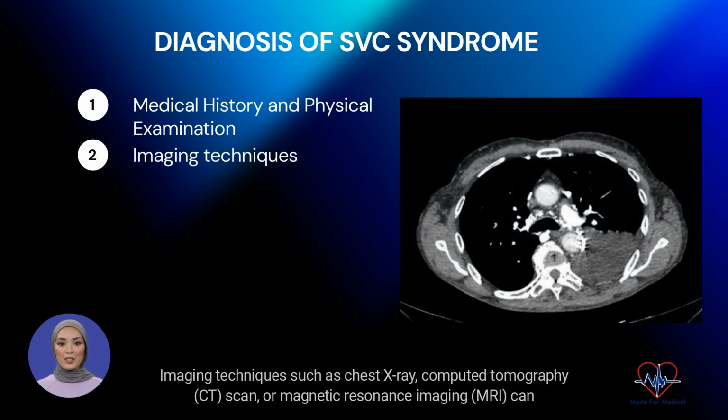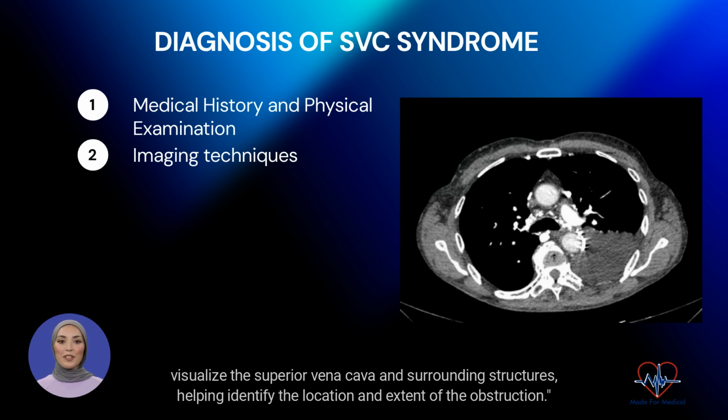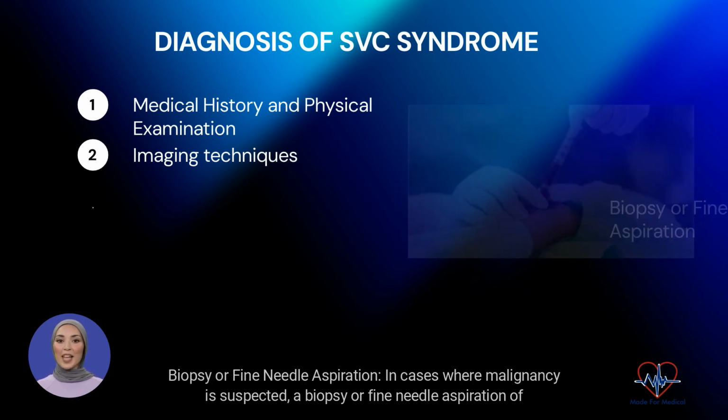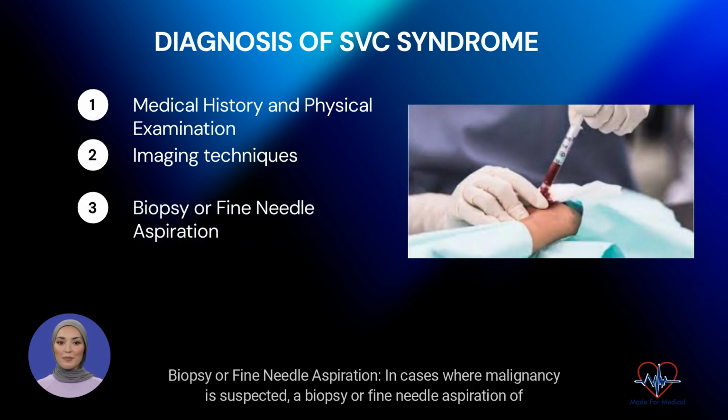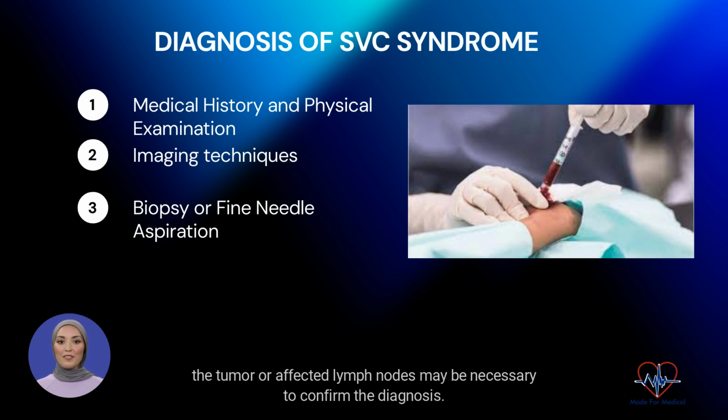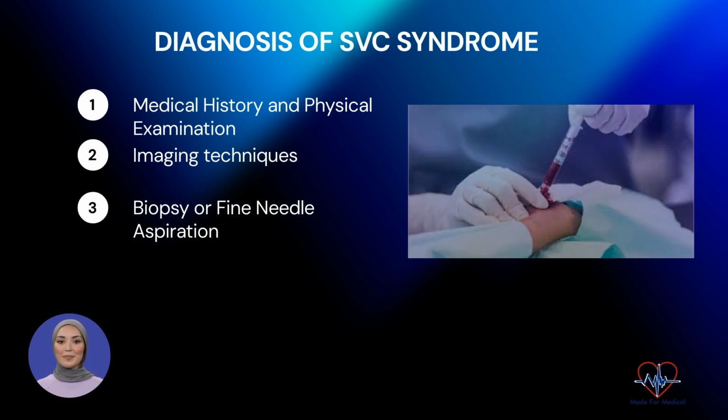Imaging techniques such as chest X-ray, computed tomography, CT, scan, or magnetic resonance imaging, MRI, can visualize the superior vena cava and surrounding structures, helping identify the location and extent of the obstruction. Biopsy or fine needle aspiration: in cases where malignancy is suspected, a biopsy or fine needle aspiration of the tumor or affected lymph nodes may be necessary to confirm the diagnosis.